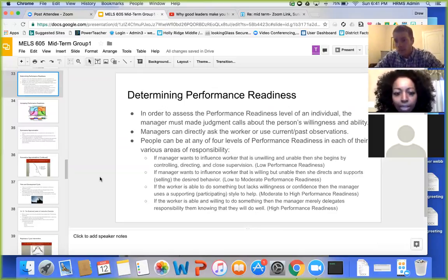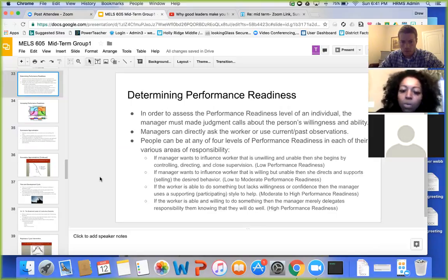It's called selling, the desired behavior. That's low to moderate performance readiness. And then moderate to high performance readiness is if a worker is able to do something but lacks the willingness or confidence, then the manager will support the worker, using a participating style to help them. And the last one, if the worker is able and willing to do something, then the manager merely delegates the responsibility to them, knowing that they'll do well. And that's high performance readiness.